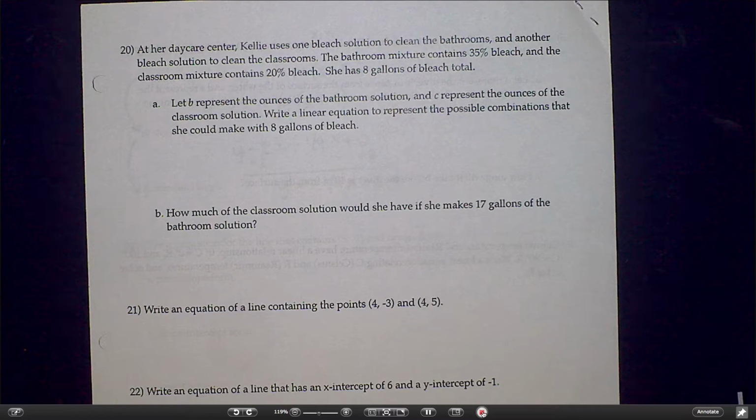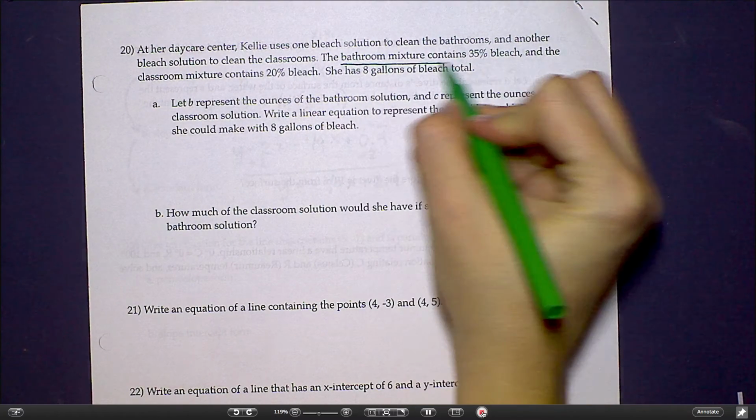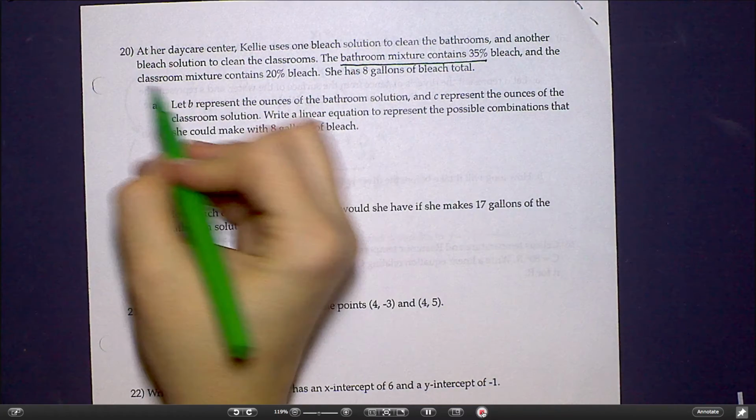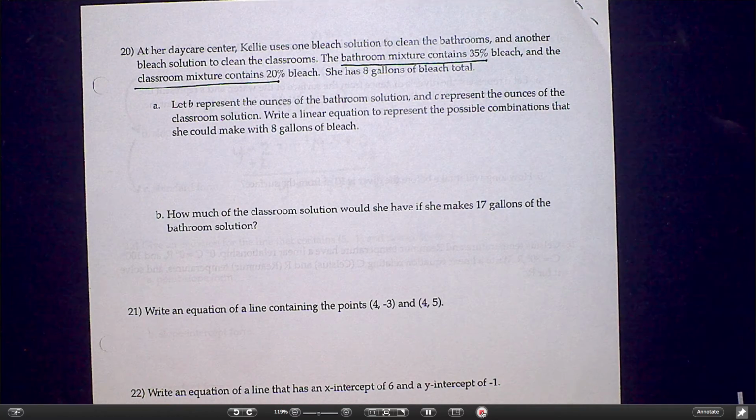Okay, let's look at number 20. This is another mixture problem. So we're talking about two different solutions of bleach. One is used for the bathrooms and another one is used for the classrooms. It looks like the bathroom mixture contains 35% bleach. So let's make sure we get this straight. The bathroom mixture has 35% and the classroom mixture has 20%. Total, we have 8 gallons of bleach to work with.